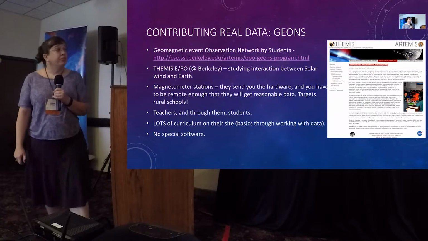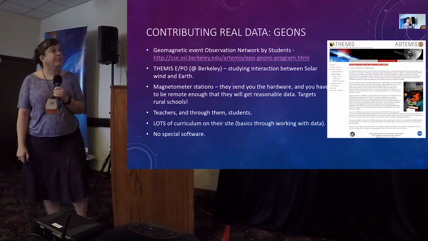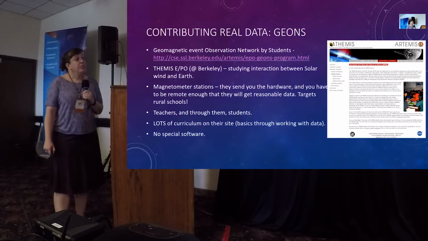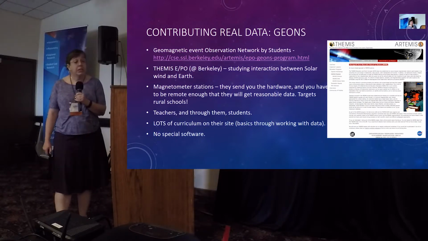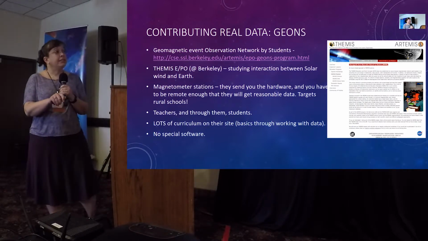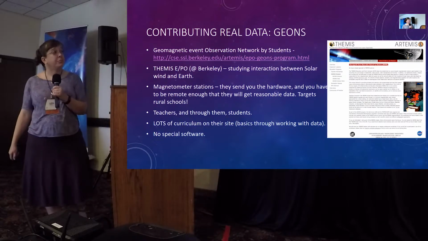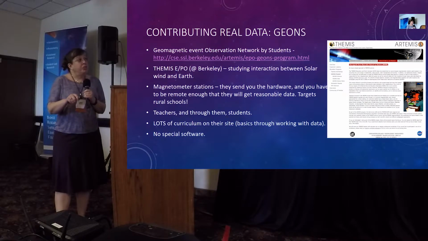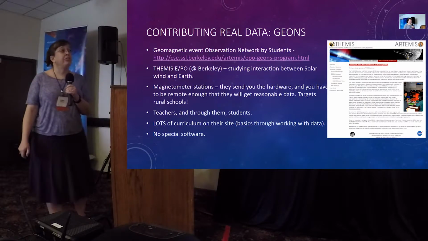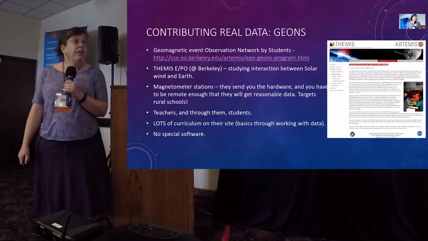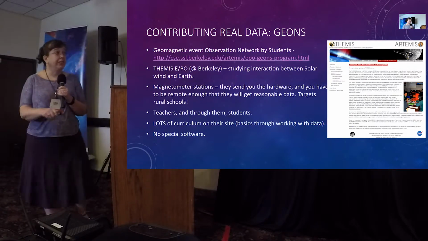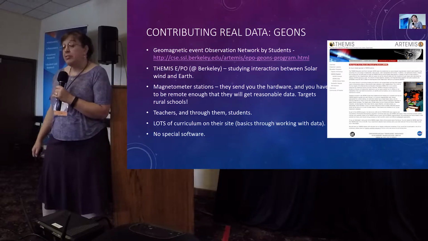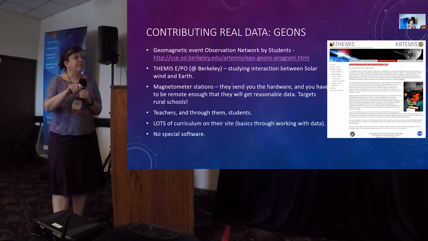Then working further down the funnel, there's a program called GEONS, the Geomagnetic Event Observation Network by students. This is part of the education and public outreach that goes with a satellite called THEMIS. And this is run out of Berkeley. The THEMIS satellite is studying the interaction between the solar wind and Earth. So what the GEONS project does is if you are at a sufficiently rural school, they will ship you the hardware and let you help them take data on the Earth's magnetic field. But you have to be sufficiently rural that you're going to get real data. So they are specifically targeting very rural schools.